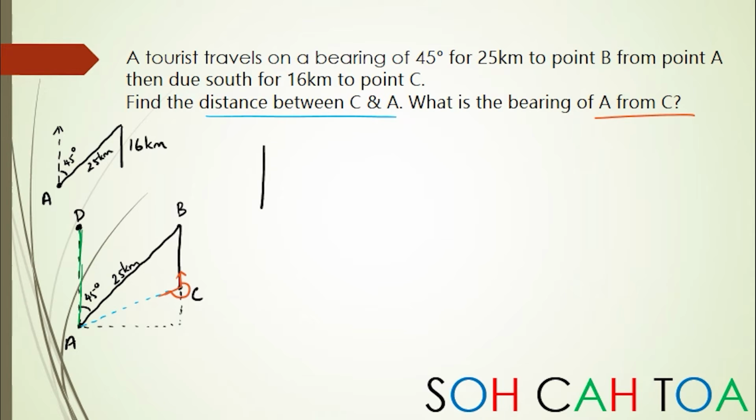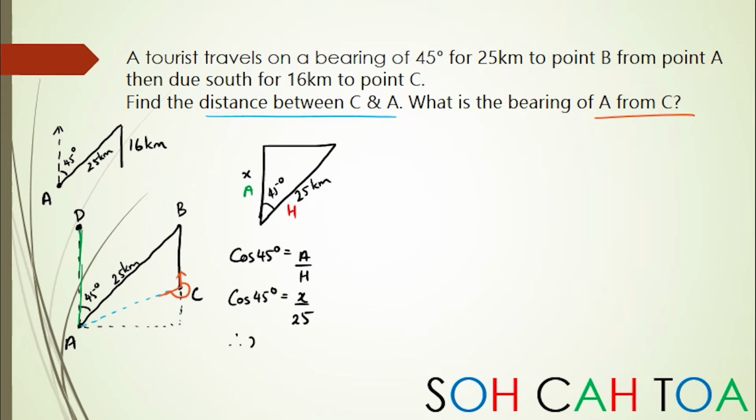In this situation, I've got 45 degrees, the unknown, and this is going to be 25 kilometers. Using SOHCAHTOA, this is the hypotenuse and this is the adjacent. So I have cos 45 equals adjacent over hypotenuse, so cos 45 equals x over 25. Therefore x is equal to 25 times cos 45, which equals 17.67.